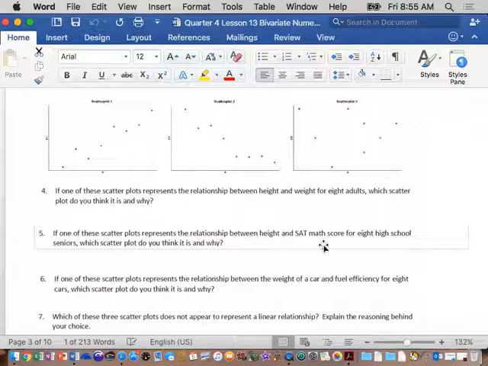If one of these scatter plots represents the relationship between the weight of a car and fuel efficiency, which one do you think that is? What do you think happens to how fuel efficient a car is as it weighs more and more? What happens to the gas mileage? Goes down. So which graph looks like as the weight goes up, the mileage goes down? The second one. Good. Okay. Which of these 3 scatter plots does not appear to have a linear relationship? 3. Very good. And that's because there is no line of best fit that you can really put through there.